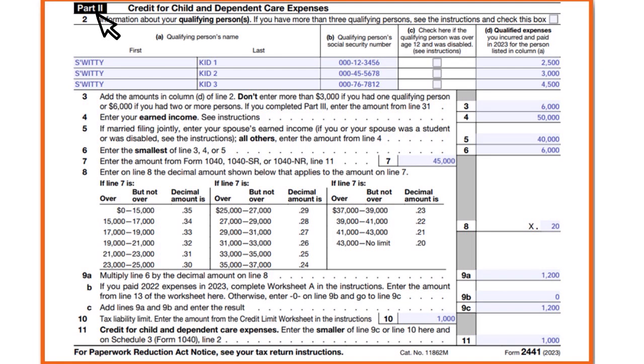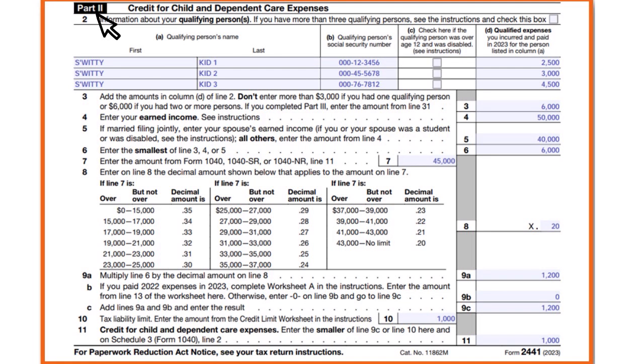So line three, you put 6,000 because we have more than two children. The maximum you can actually put here is 6,000. And line four here, you have to put your earned income, so $50,000. And so basically, in line five, if we follow the math, we have 40,000. And so all the way through line eight, you have to put the decimal that corresponds to what's available on line seven, 45,000. So that's 0.20.